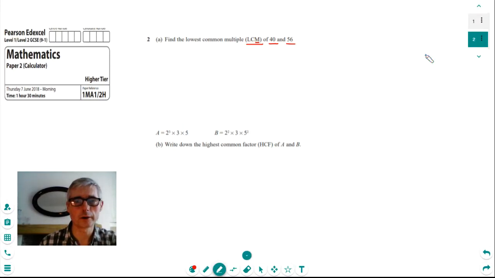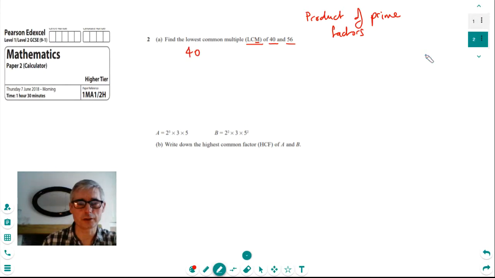One way we could do it is by writing both the 40 times table and 56 times table out and finding the first number that occurs in both. But that would be quite a long process. So there is an easier way of doing it, and it's by writing each one of these numbers as a product of their prime factors. So let me just write that down. It's as a product of prime factors. The method to do that is using a tree method, basically.